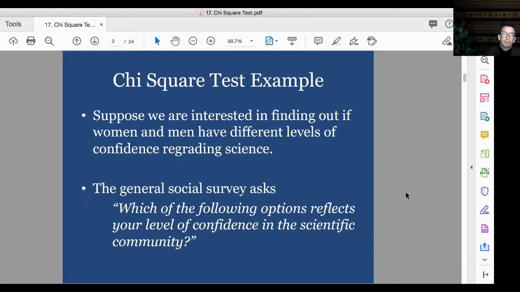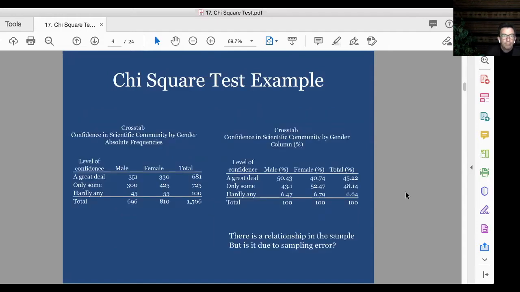sampling error. So suppose that we're interested in finding out if women and men have different levels of confidence in science and scientists in general. The General Social Survey has a question for this, and they ask, which of the following options reflects your level of confidence in the scientific community? And they give some options like some confidence, a lot of confidence, or no confidence at all. And these are the results.